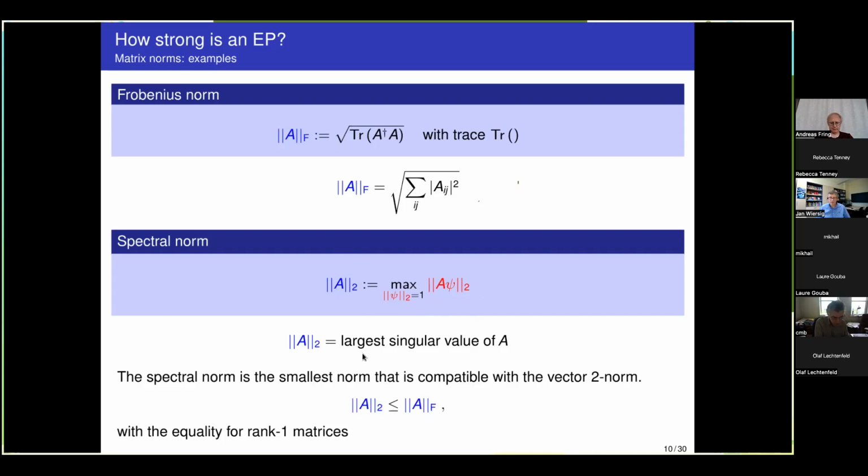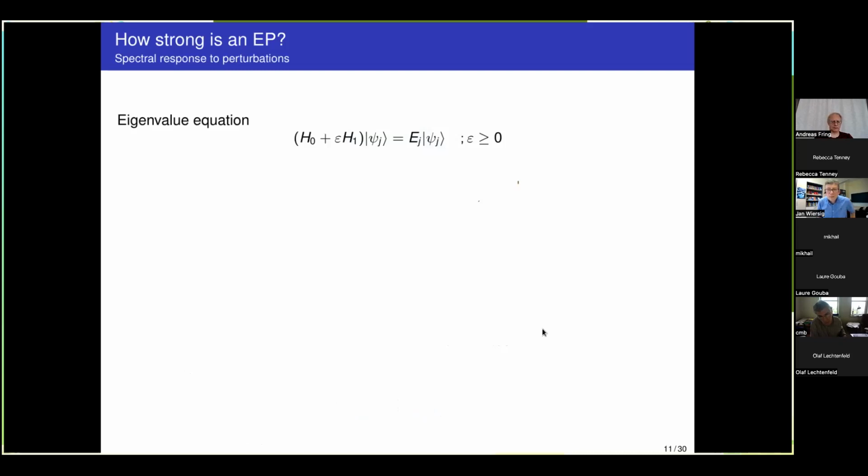Okay, the unique feature of the spectral norm is that it's the smallest norm that is compatible with the vector 2 norm. In particular, it means that the spectral norm of an operator A is smaller or equal than the Frobenius norm of the same operator. And the equality holds for rank 1 matrices. Okay, now with this short review of matrix norms, let's start.